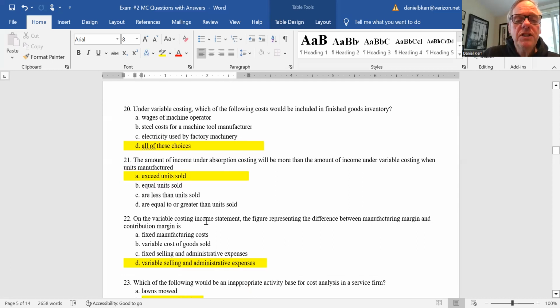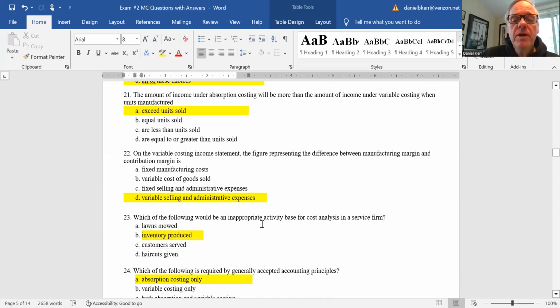22, on the variable costing income statement, the figure representing the difference between manufacturing margin and contribution margin. Well, manufacturing margin minus variable selling and administrative expenses will give you your contribution margin. So manufacturing margin is simply sales minus the variable cost of manufacturing. That gives you variable gross profit, and then from that you've got to subtract out the selling and administrative expenses to get the contribution margin.